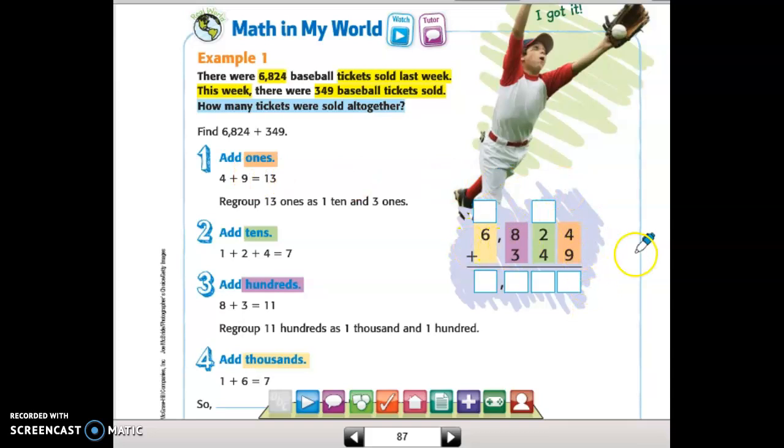These are somewhat larger numbers than you may have seen before, but it's pretty much just broken down into our place value columns. So if you get nervous looking at these large numbers, just take it step by step and do each column separately. So now I'm looking at my ones column. 4 plus 9 is 13.